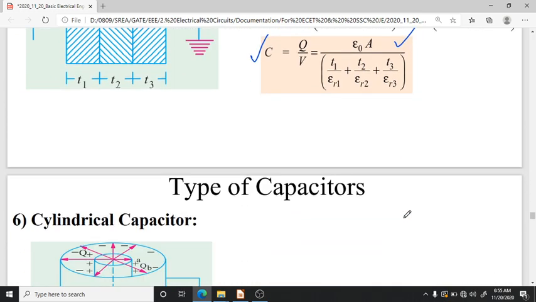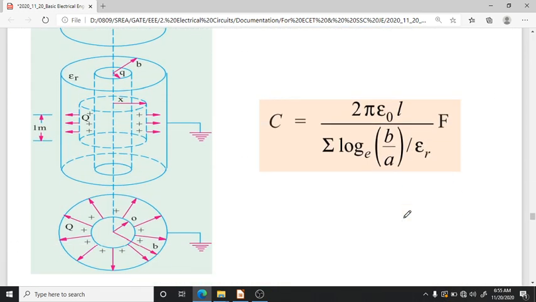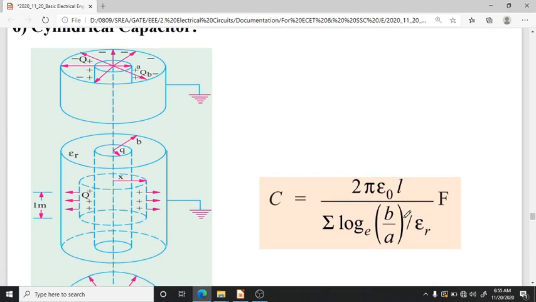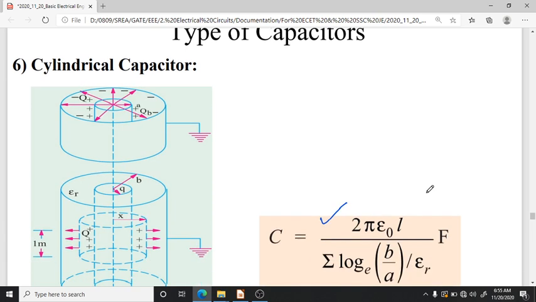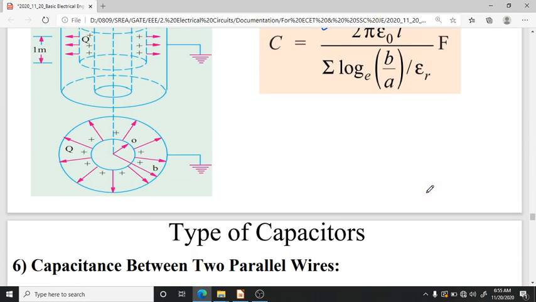Okay, when cylindrical capacitors are connected, the C value is 2 pi epsilon times relative permittivity times length, where length is the length of the cylinder, divided by the logarithm of B by A. So this is the cylindrical capacitor. You just remember these capacitor formulas, so whenever any problem comes, you can solve it. Okay, next concept we'll see.